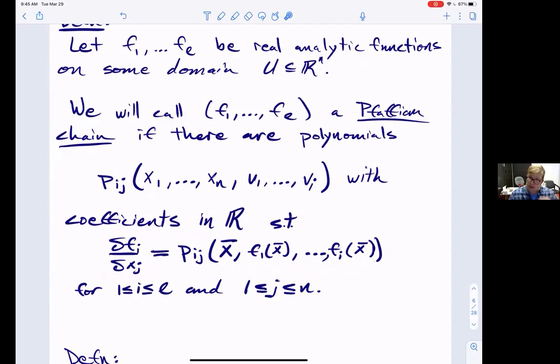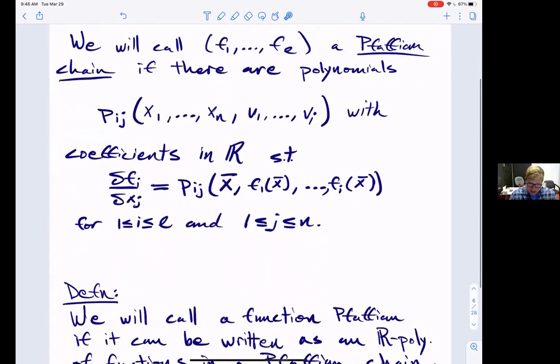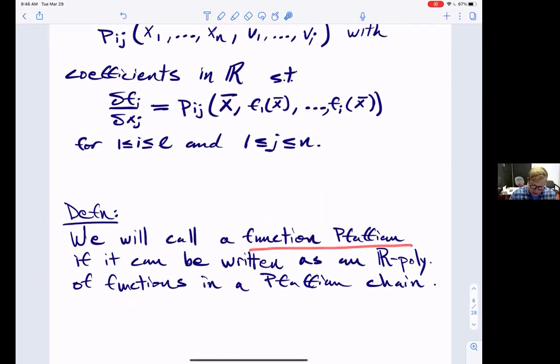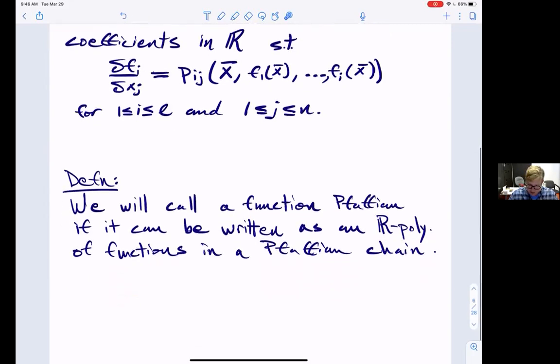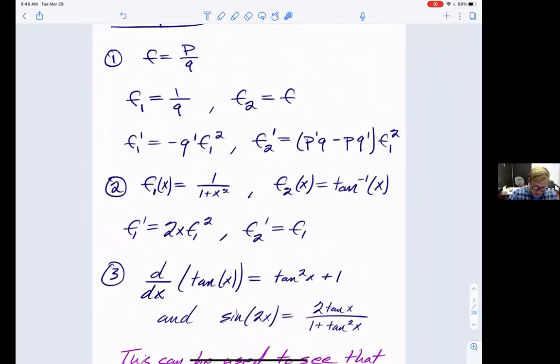So you can think that the f_i satisfy a system of algebraic differential equations which has this triangular shape. I hope that this makes sense to everyone. This holds for all of the indices where this makes sense, so j ranges from 1 to n, and i ranges from 1 to l, the length of the chain. From this, it's a little bit hard to understand exactly what kind of functions are Pfaffian, but I'll try to tell you that. I'll call a function Pfaffian if it can be written as a polynomial of functions in a Pfaffian chain. All right, so let's see some examples of this.